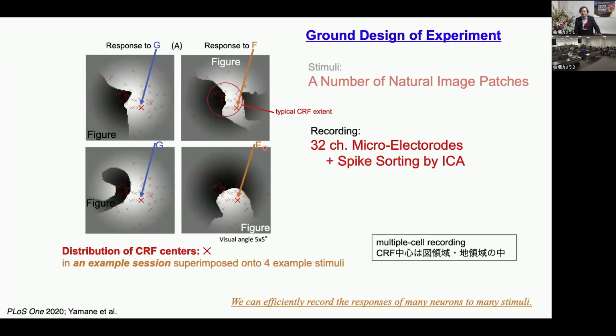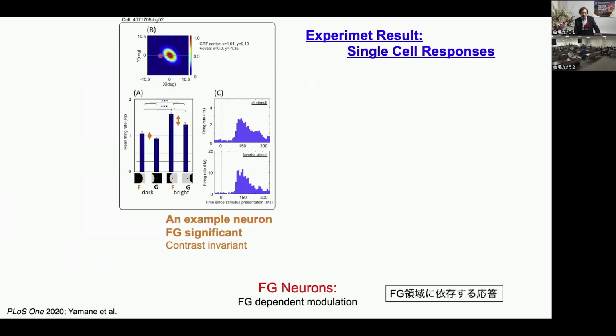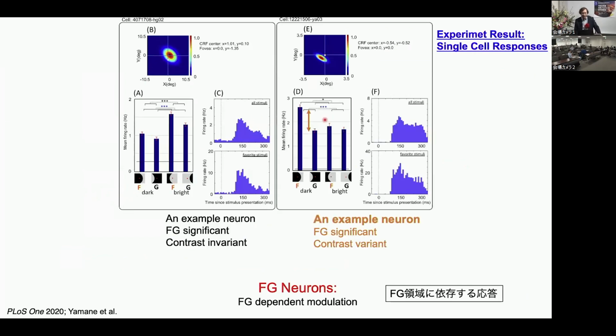Good. So let's see the result. This is an example of the result from a single neuron. As we expected, the response to the figure is greater than the response to the ground. And this is true even if we change the contrast. Looks okay. We observe the figure-ground modulation. So let's see another cell. We still get a difference between figure and ground. And these are just two example neurons.